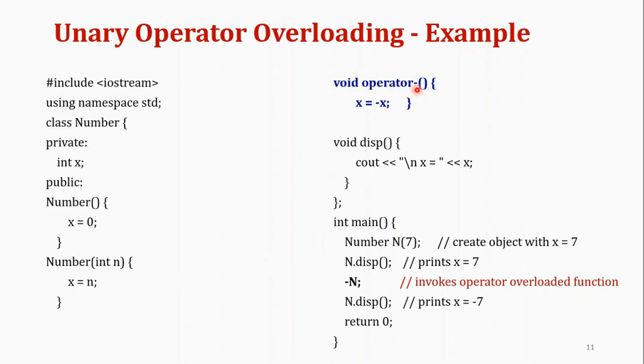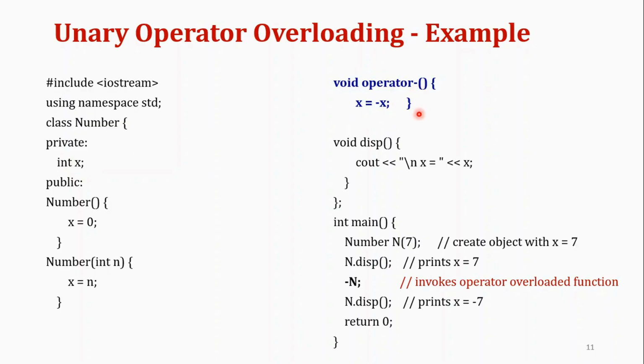overloaded unary minus operator. So return type is void, nothing it is returning. So operator is a keyword. Which operator? The minus symbol is actually overloaded. No parameters inside the parenthesis. And this operator is actually negating whatever the value of the member data x is. So the negative sign is actually applied to x. So here you can notice operator minus is actually negation. Unary operator minus means negation.